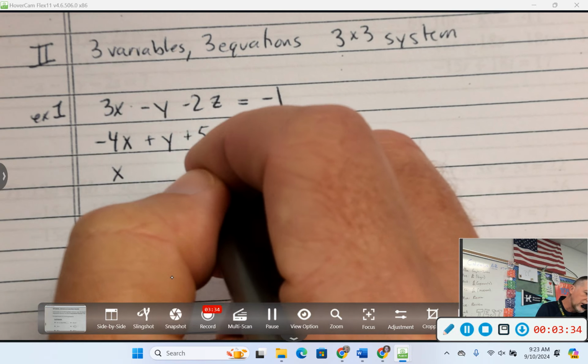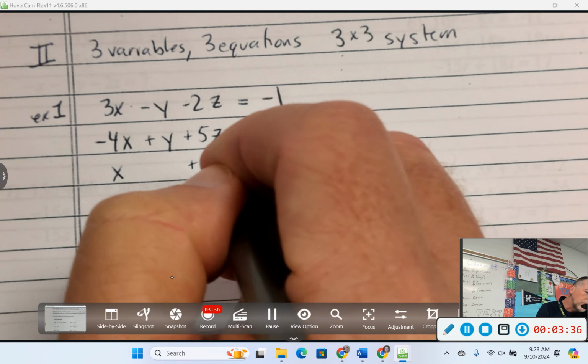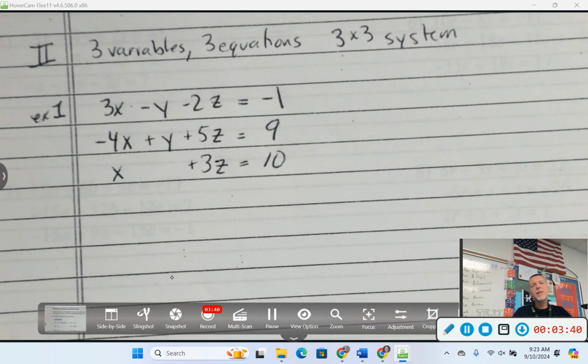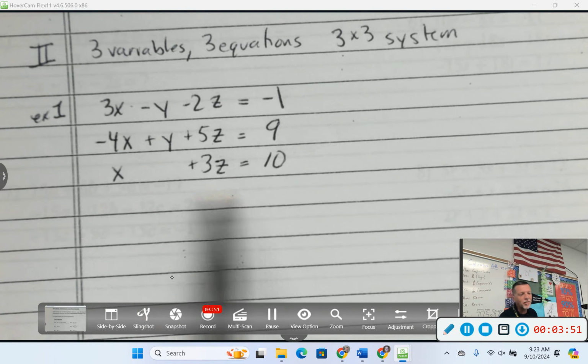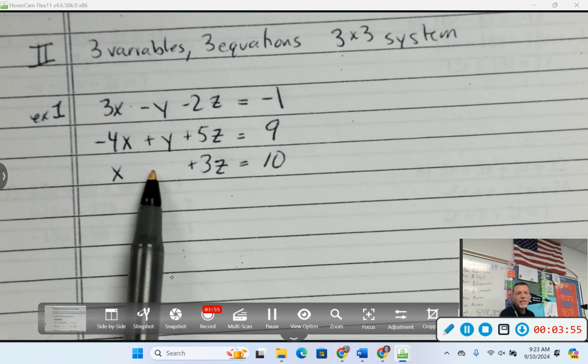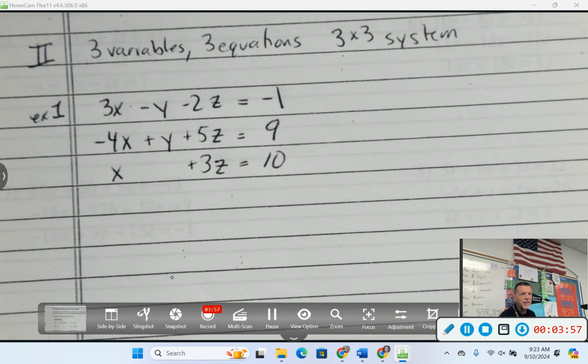And then x plus 3z, and look where I wrote that, because I like to keep it organized. Some people don't like that big gap because that looks funny, but I don't mind the gap. I like to see the z's and the y's and the x's all lined up. So you don't have to write it like that. That's just a personal preference. Some people don't like the gap. Other people prefer the things lined up. Doesn't matter.